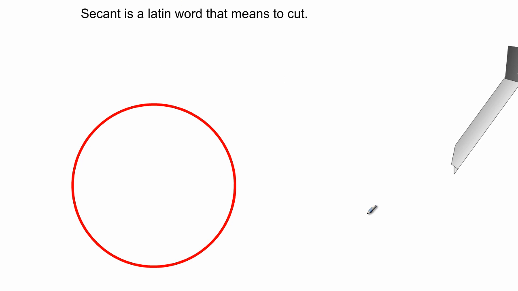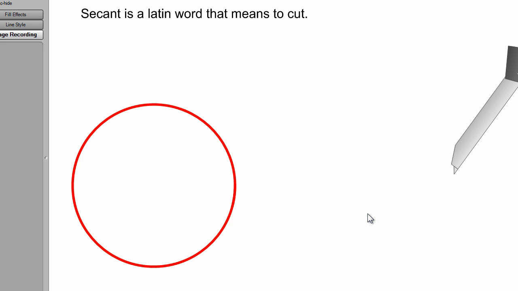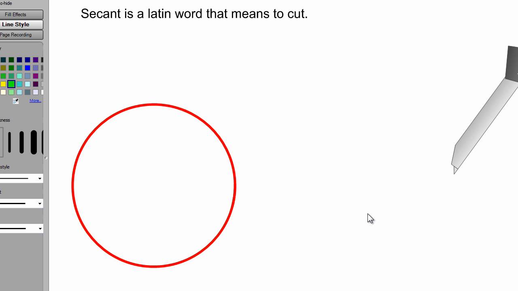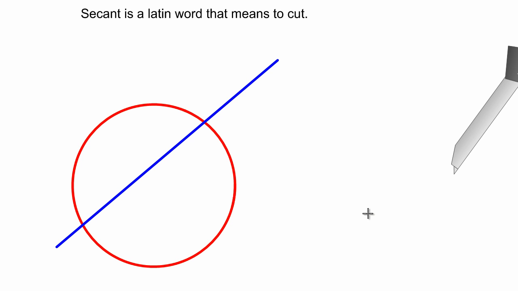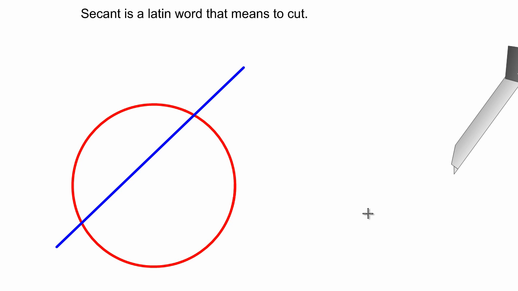So I have a circle, and then going through my circle I have, for example, a line. Let me change the color of this line to blue. So let's say I had a line segment passing through my circle like that. Now this line segment would cut the circle twice. It would cut it right here, and it would cut it right there.